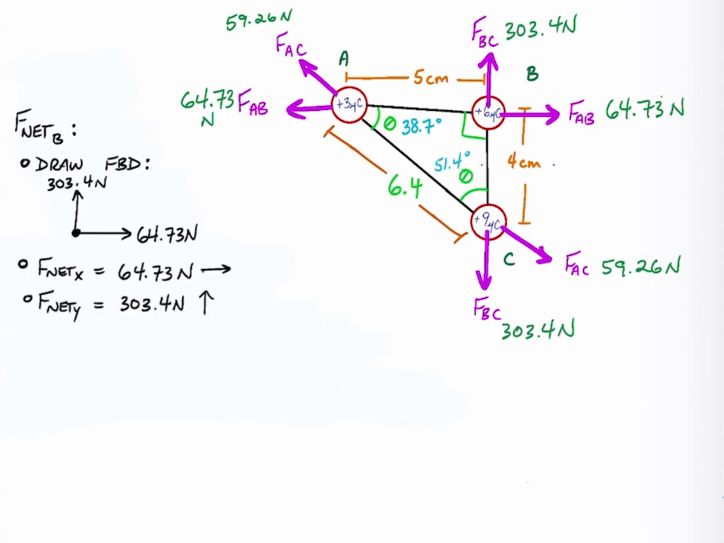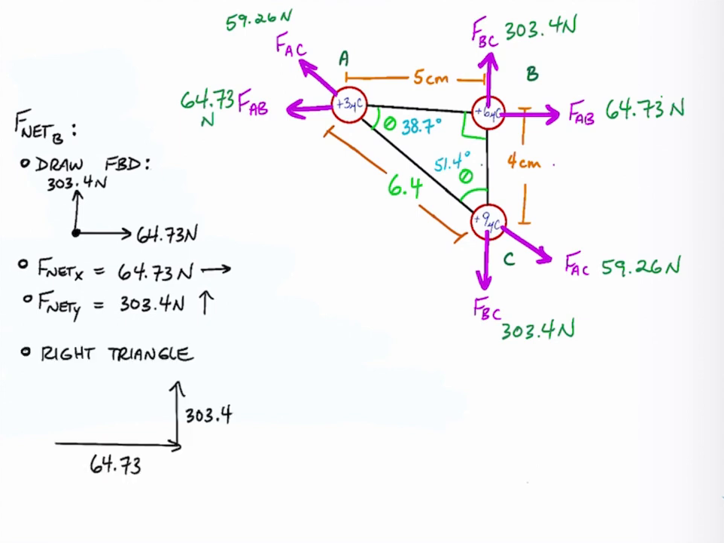Once I have that, the F net X and the F net Y equations for this specific charge are very easy. There's only one force that acts along the X direction, which is the 64.73, and there's only one force that acts along the Y, which is the 303.4. So very easy F net X, F net Y equations here. Once you know the total net force in the X and the total net force in the Y, then you just make a right triangle.